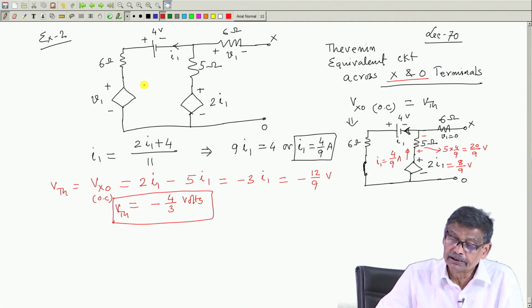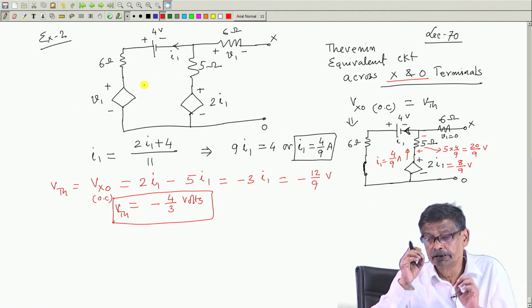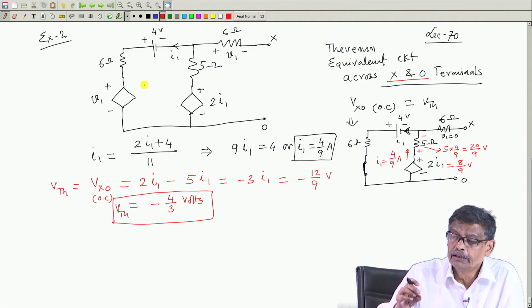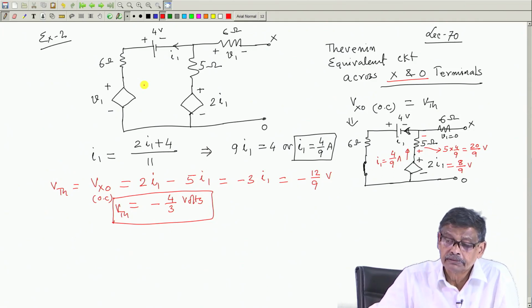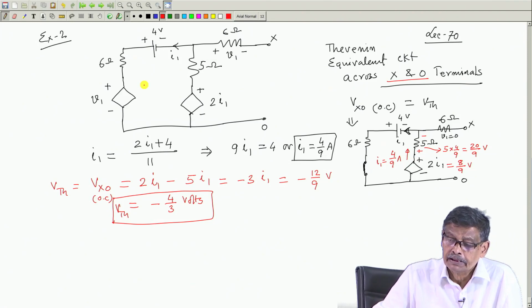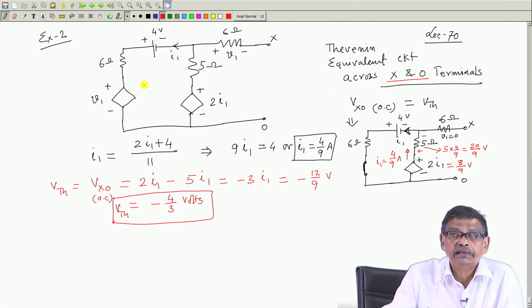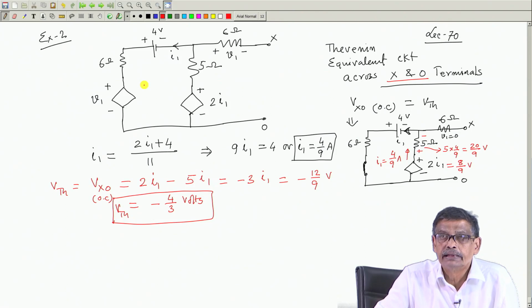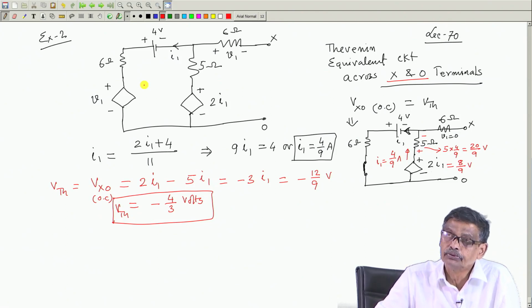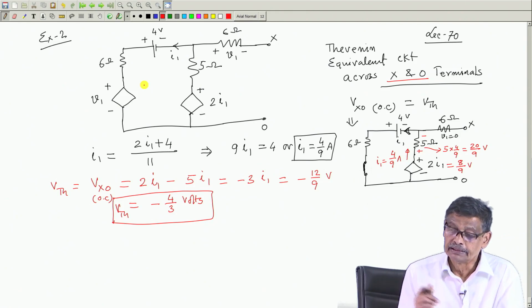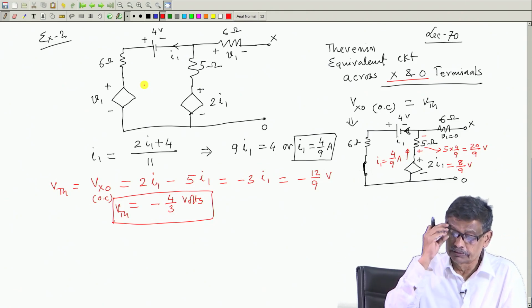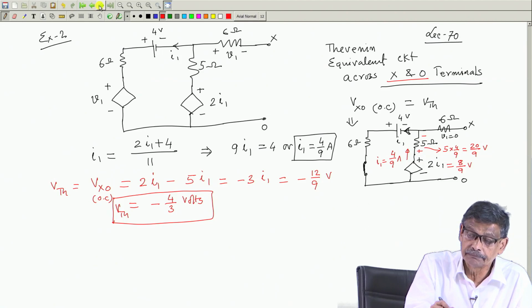So, to calculate R Thevenin, what you should do is this. Once again, please put it in your head, that while finding out the R Thevenin, dependent sources should be in the circuit, and it is the independent sources which should be replaced by their internal impedance, that is to find out Thevenin's resistance.